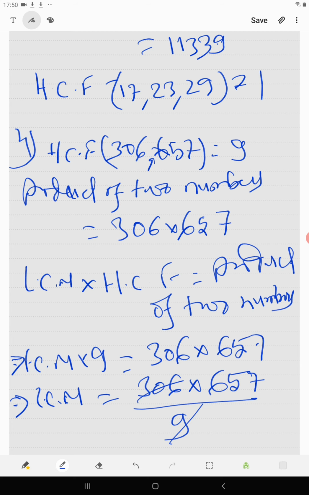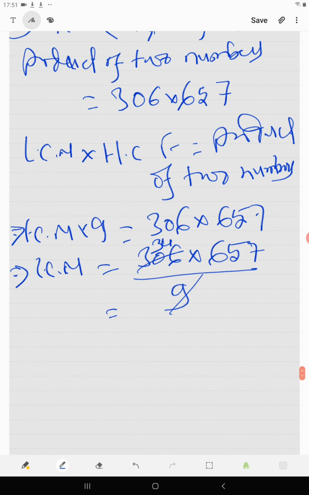So 9 3s are 27, 9 4s are 36. So 657 into 34. This one we need to multiply, and we can multiply it easily. So 34 into 7. 30 into 7 is 210, 4 into 7 is 28. So 238. So 23 is in my hand, carrying 2.